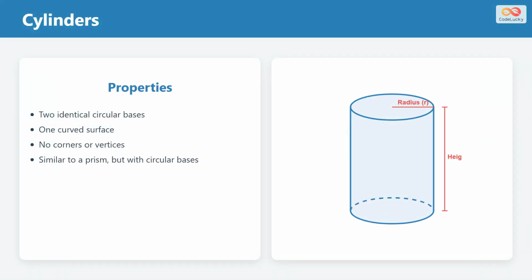Now, let's look at curved figures. A cylinder has 2 identical circular bases connected by a curved surface. Think of a soda can or a battery. Notice that a cylinder has no sharp corners or vertices.